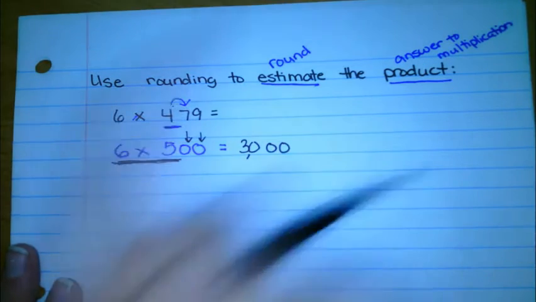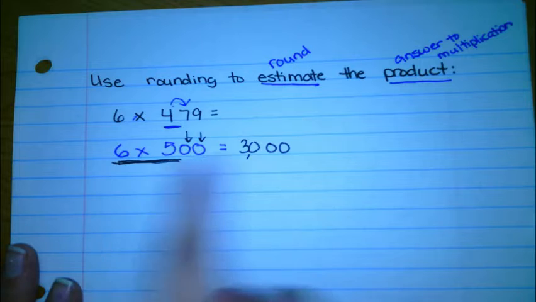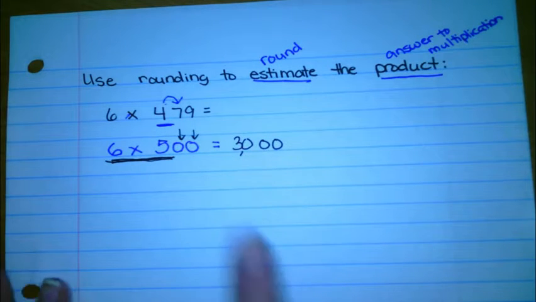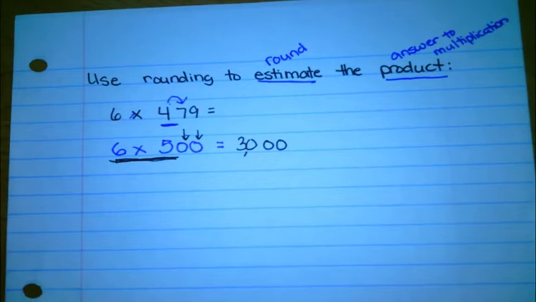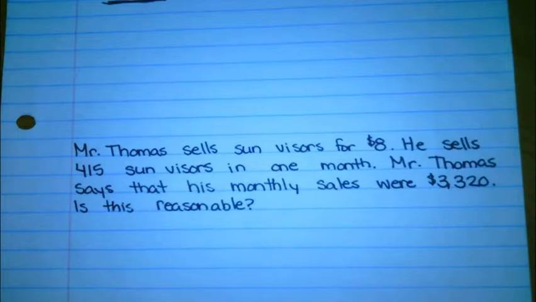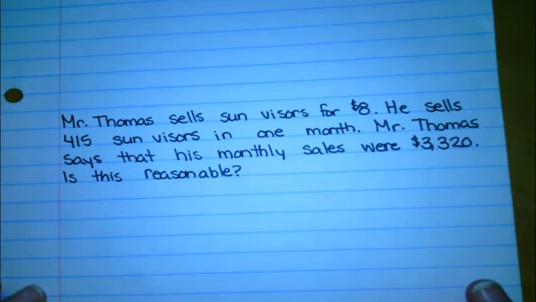So this is how we do the rounding to estimate. We're just looking for something close enough whenever it's asking to estimate. We also do this when we're reading word problems to assess if an answer is reasonable. Is the answer close? We can go through an example of that right here.